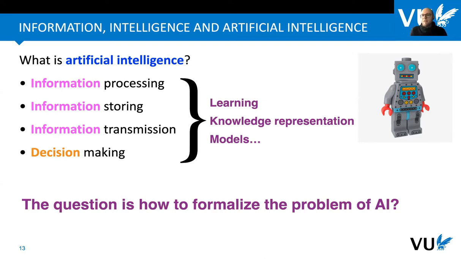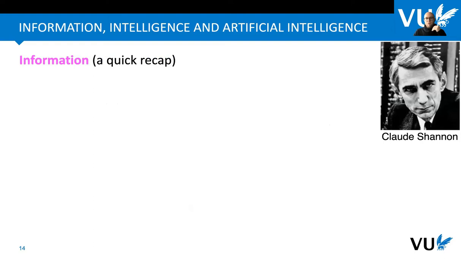What does it mean, right? When we have an AI system, what does it mean, what are we trying to do? We will look at it in a second. But before we do that, it's good to go back and think about what information means.